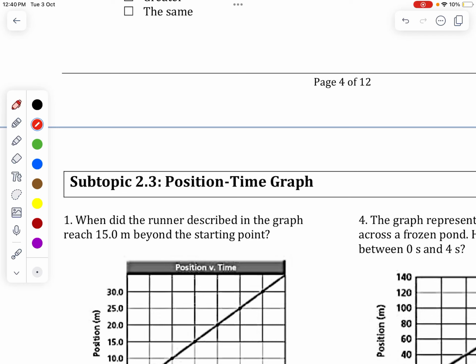Welcome to subtopic 2.3, position time graph. Today we're going to solve the free response.